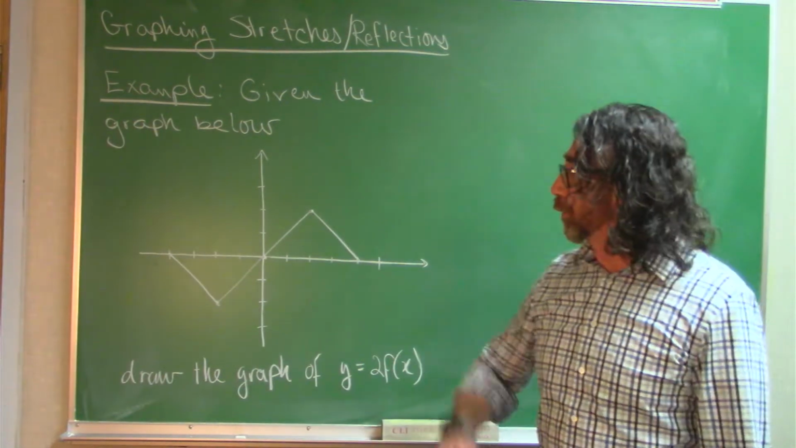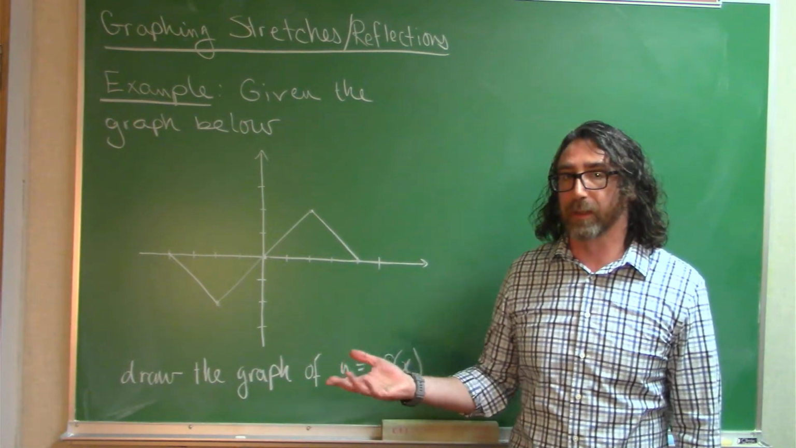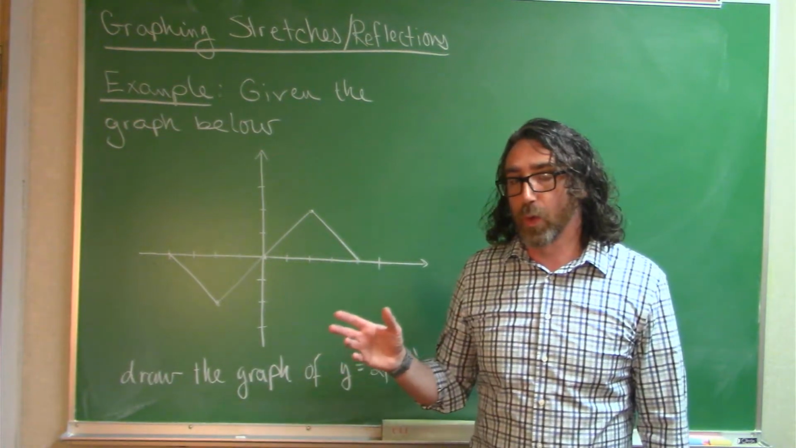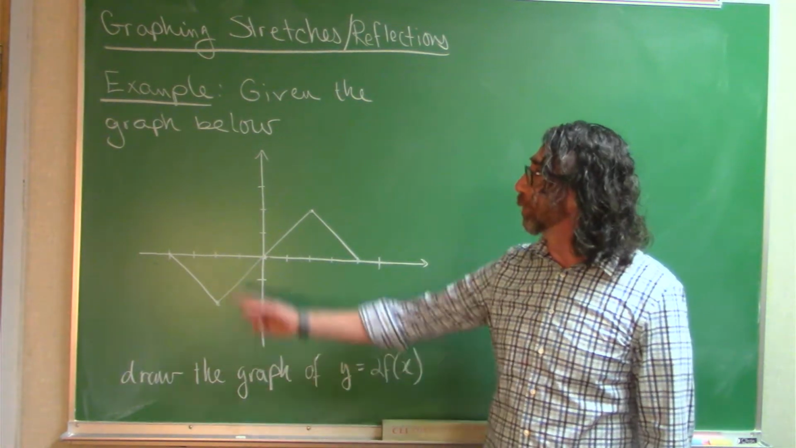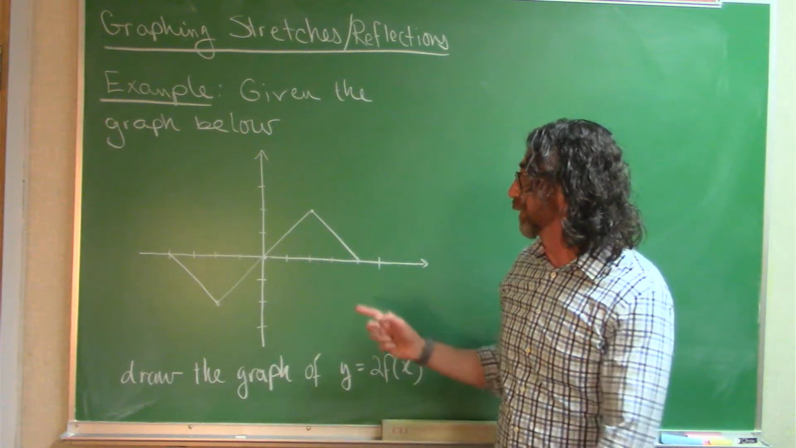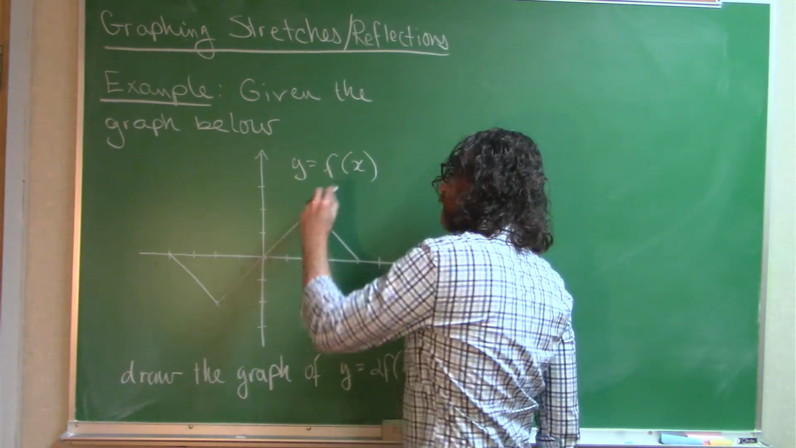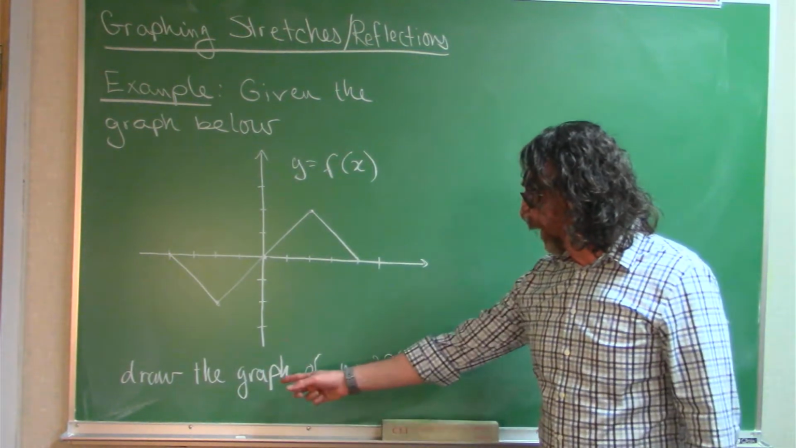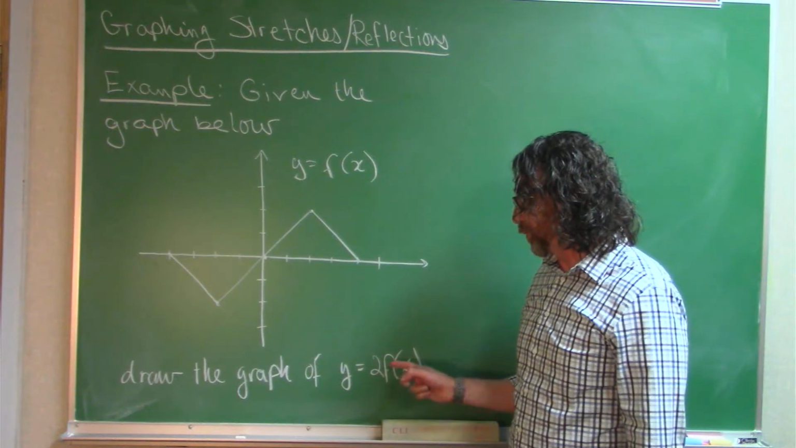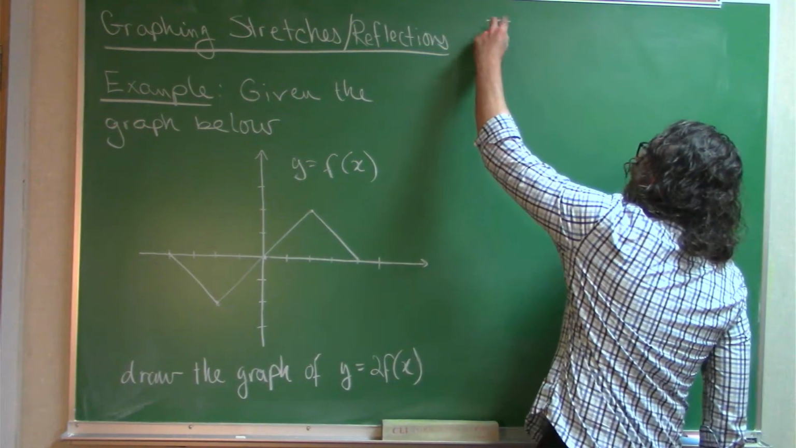Okay? But what I want to do here is look at different types of changes that we can make, and we'll try to see what effect those have on the graph. So, given this graph, and this is just the graph of the function, we don't have the function's formula, we just have this picture, but remember that's all we need. I want to draw the graph of y equals 2 times f of x. Okay, so here's what I'm thinking.